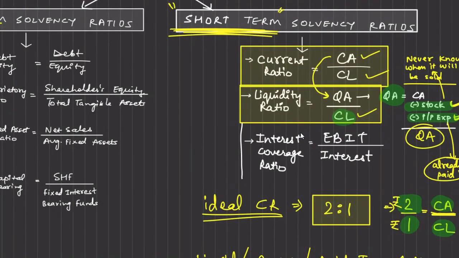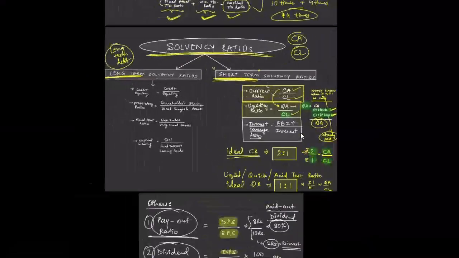Last but not the least, and a very, very important one, is the interest coverage ratio. So what is the interest coverage ratio basically? That means how much profit you have to pay off your interest. Does your interest have a sufficient coverage on your profit or not? So let us take an example.